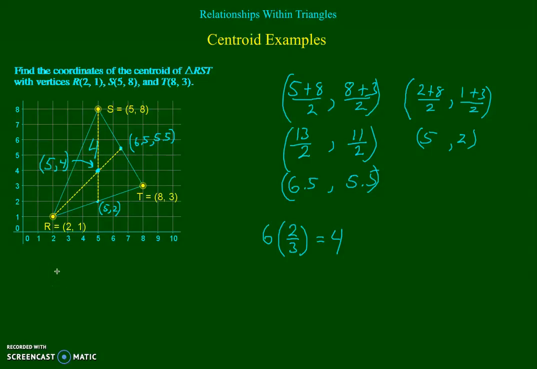Now, as a purely academic exercise, I'm going to go ahead and show you the harder way and show you that it works out the same way. So to find the equation of this line, I need to find the slope of the line. So the difference of the y's is 11 halves minus 1, over 13 halves minus 2. So 11 halves minus 2 halves is 9 halves, and 13 halves minus 4 halves is 9 halves. These are equal. 9 halves divided by 9 halves, of course, is just 1. So the slope of the line is 1.